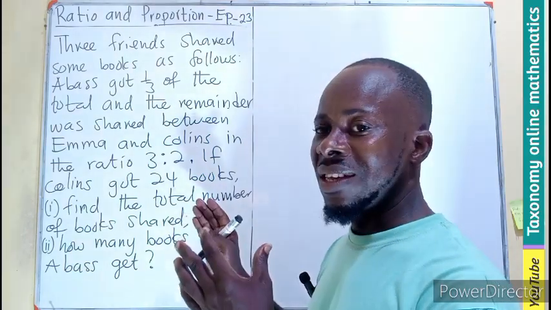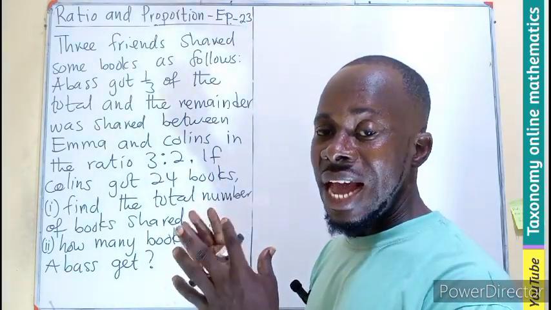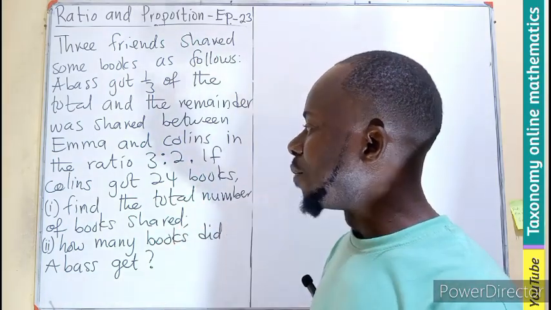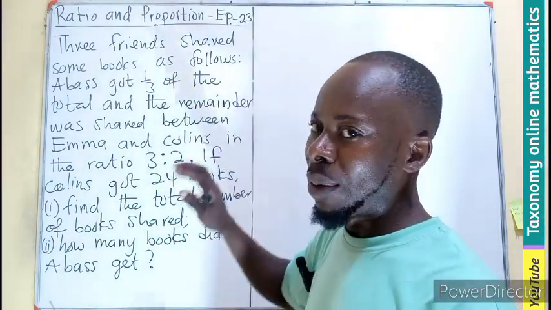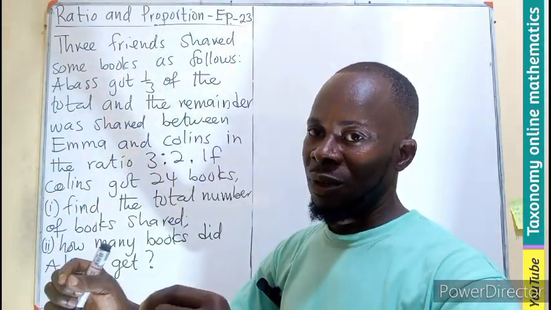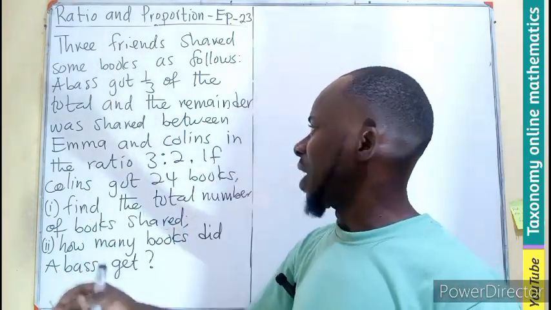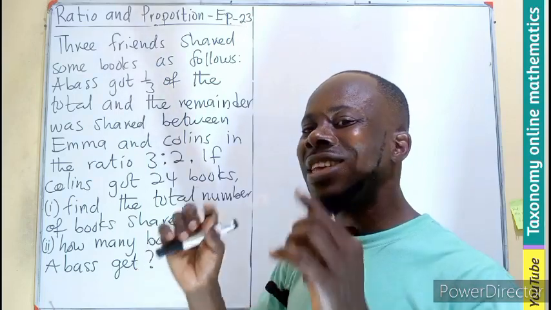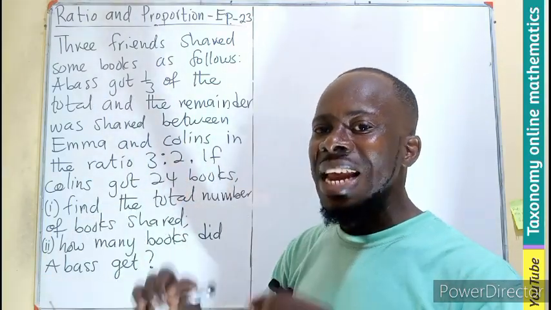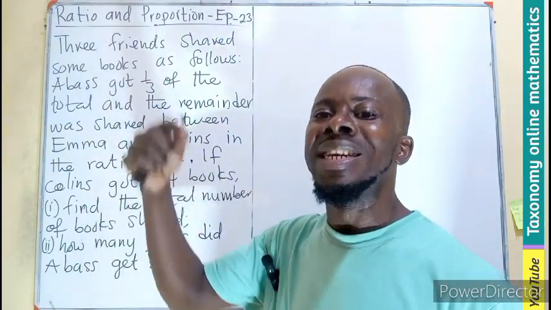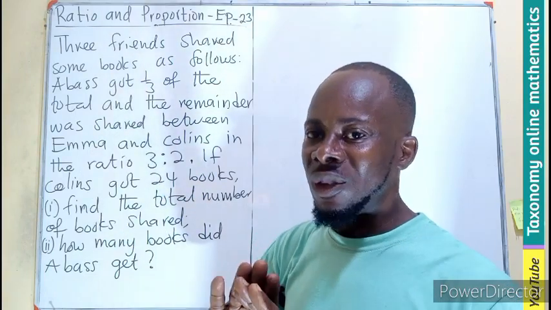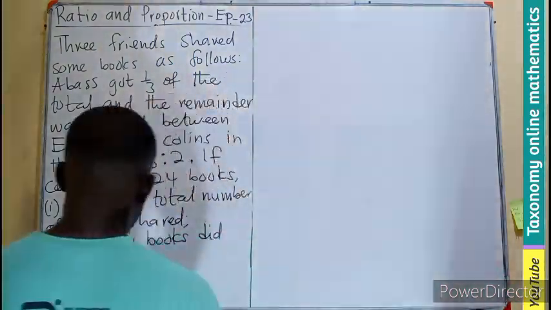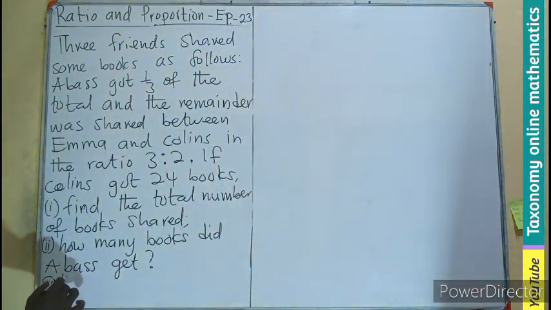So this is more or less like episode 20 as we did. But in that episode, the total number of books was given, so we only had to find the fraction of the books and we were good to go. We are going to follow the same method, taking a variable to represent the total number of books since we don't know it. So let's begin.